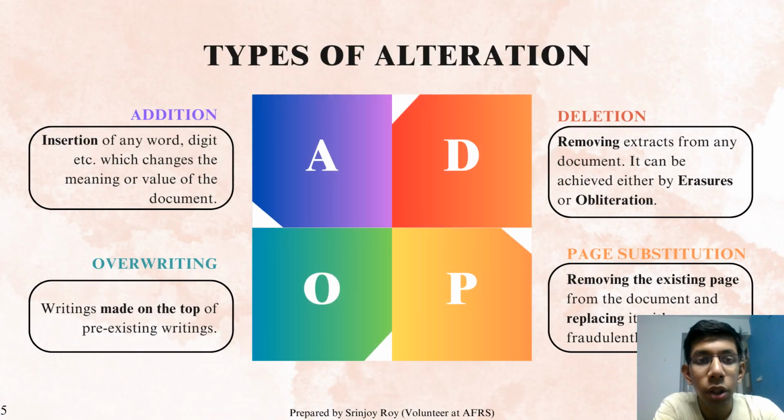Moving on to the types of alteration. Under the types of alteration, we have four basic types: addition, deletion, page substitution, and overwriting.